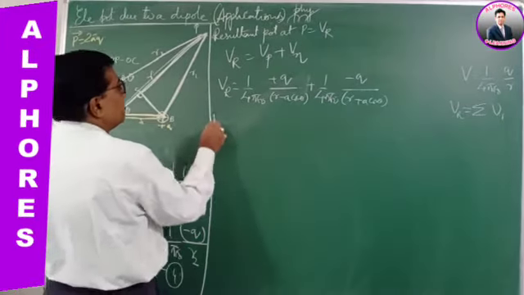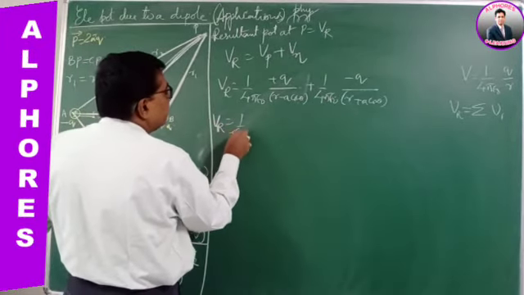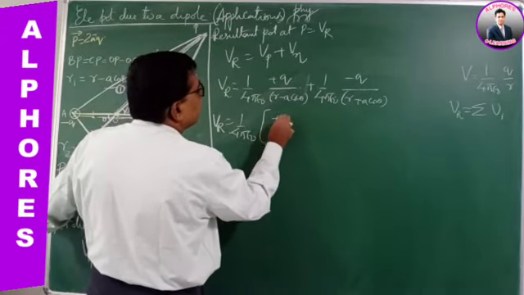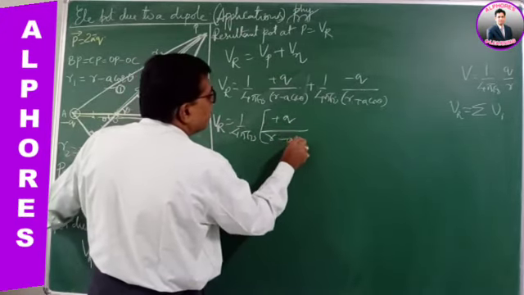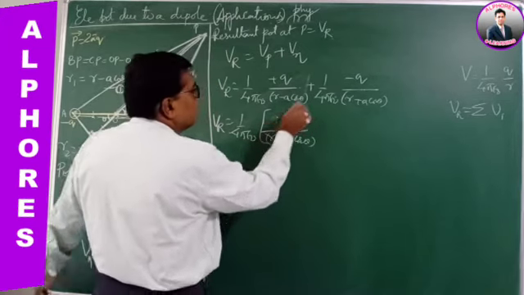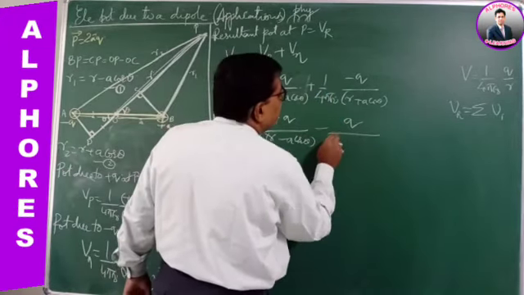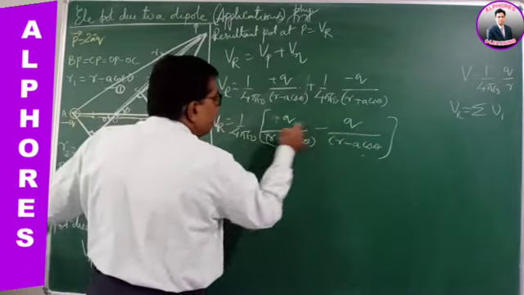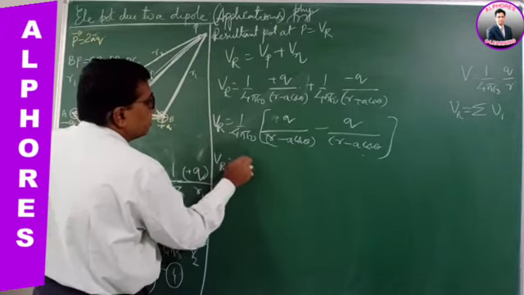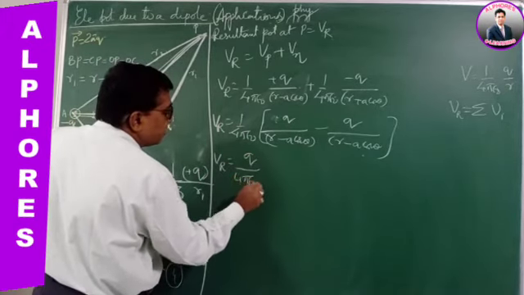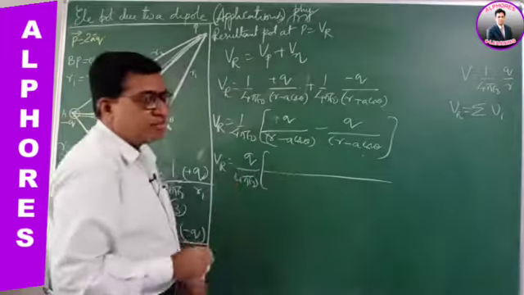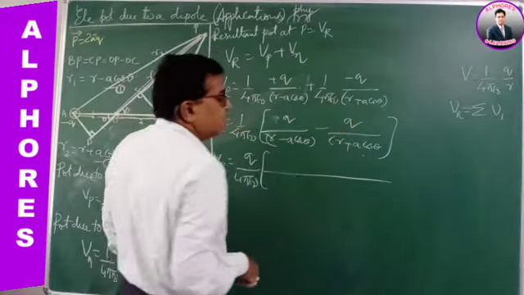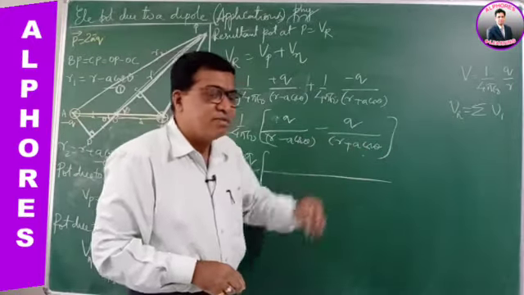Now take the common things out. So it's 1 by 4 pi epsilon naught, plus Q by R minus A cos theta, plus minus Q by R plus A cos theta. Take Q also common out. So it's Q by 4 pi epsilon naught. In the denominator, sorry, this is R minus A cos theta and this is R plus A cos theta.